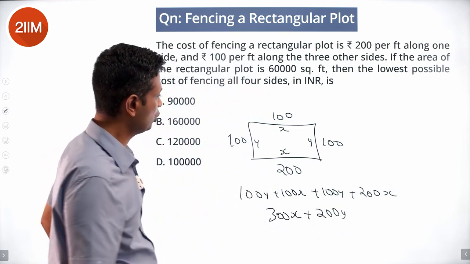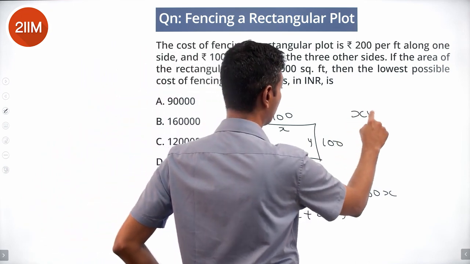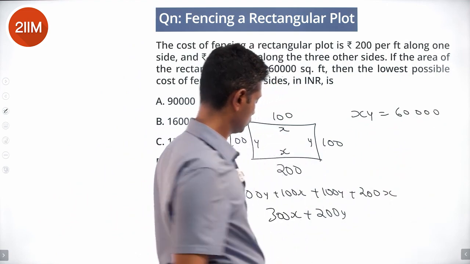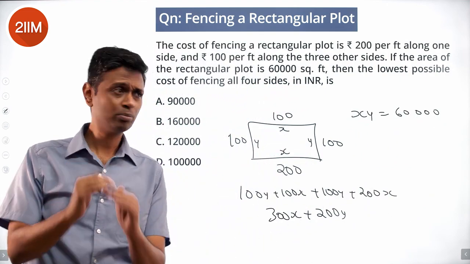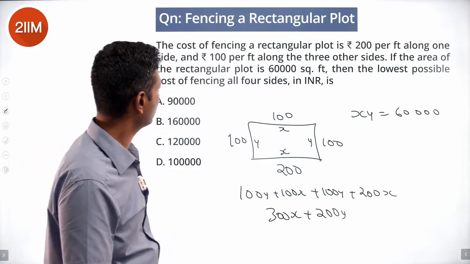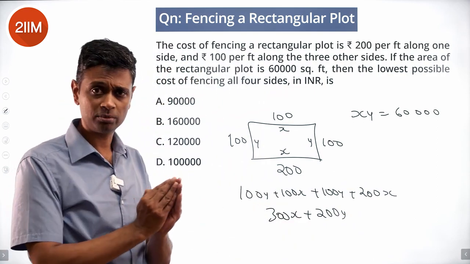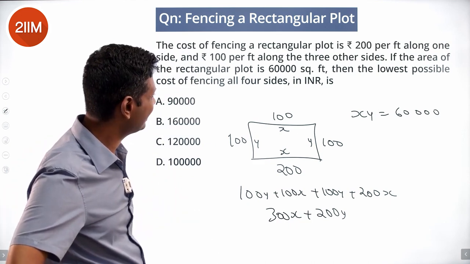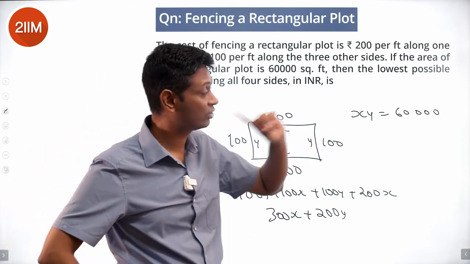Okay. We know that x into y is 60,000. We want to find the minimum possible value of 300x plus 200y. 300x plus 200y should be as small as possible, keeping in mind that x into y is 60,000.